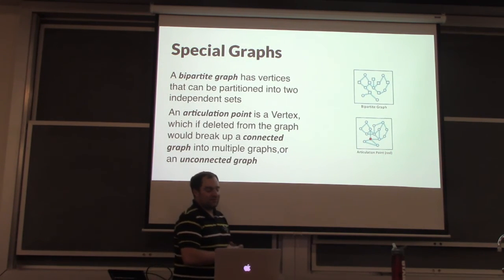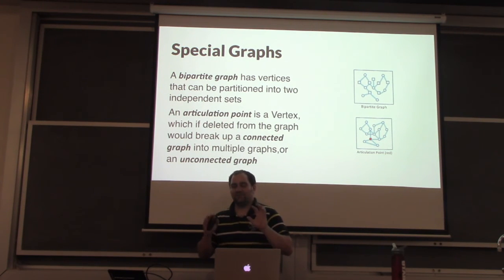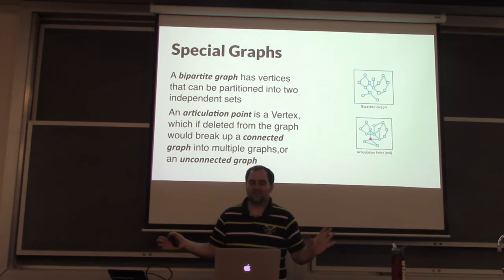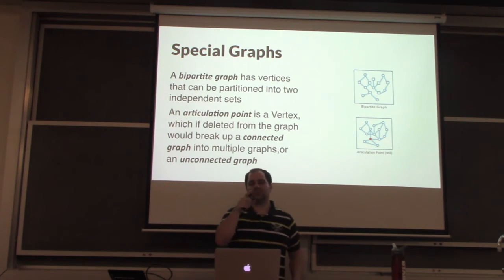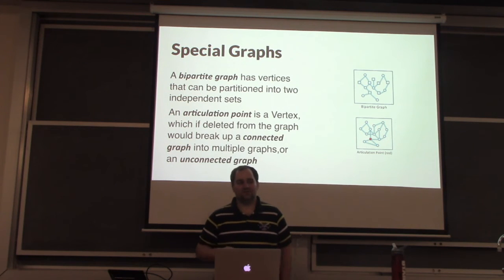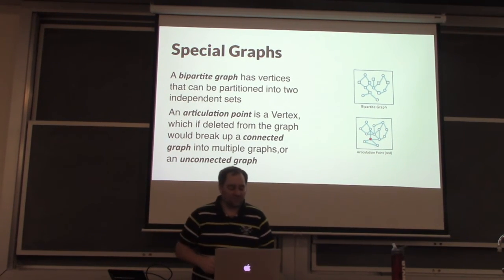Another special thing is a bipartite graph, where vertices can be partitioned into 2 sets, and there are only connections between those 2 sets but not within these sets. And this is surprisingly common, and it's an interesting research area too.